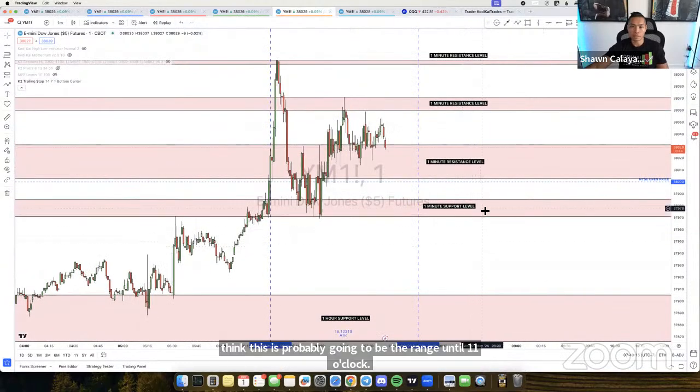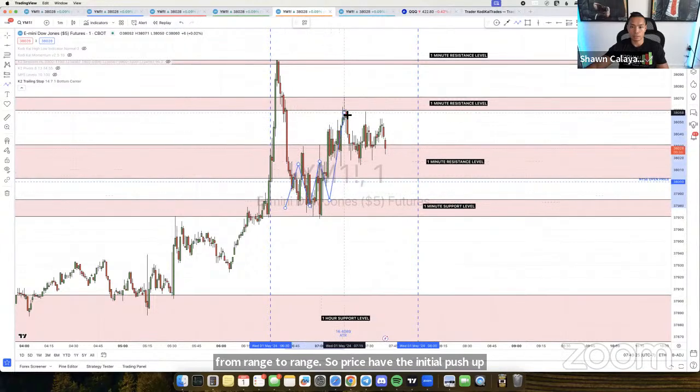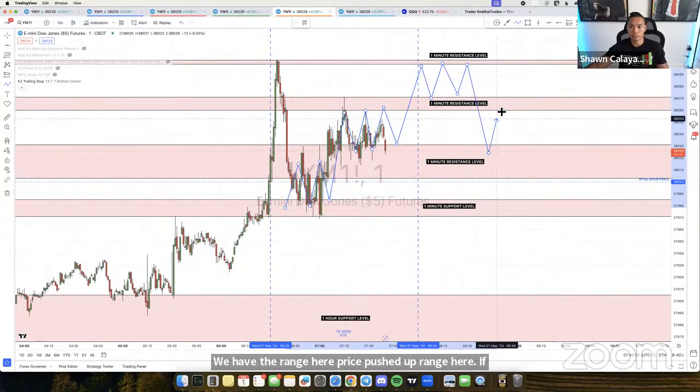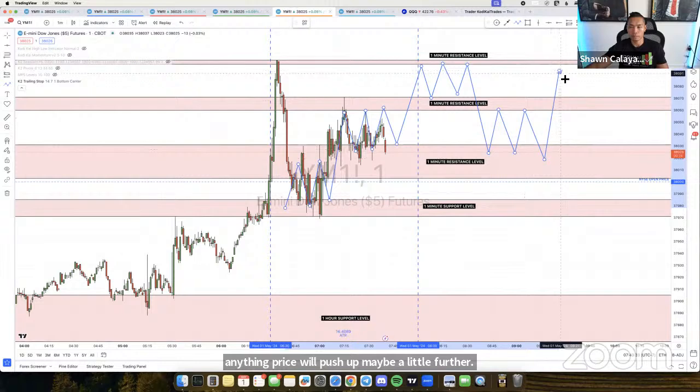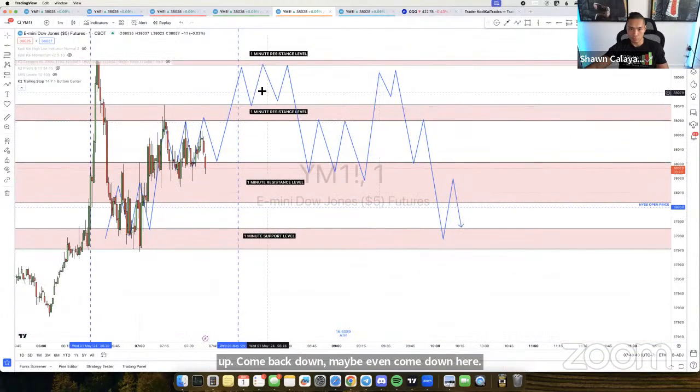You guys can see price, it just floats. It floats from range to range. So price had that initial push up for the breakout, came back down for retracement. We have the range here, price pushed up, range here. If anything, price will push up maybe a little further, range up here, come back down, range down here, come back up, come back down, maybe even come down here. Like this whole area is probably going to be the big range.